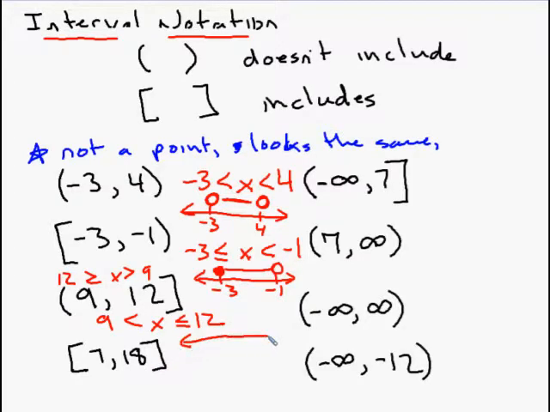And on a number line, 9 on the left, 12 on the right. Darken on the 12, open on the 9, and we fill in right there.